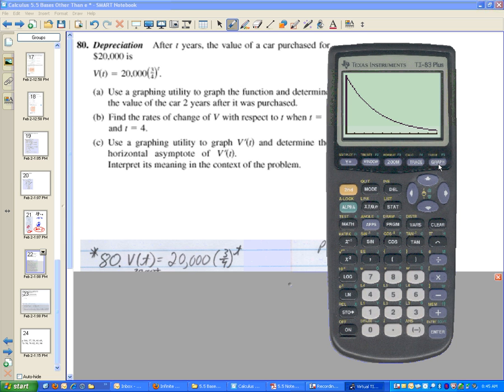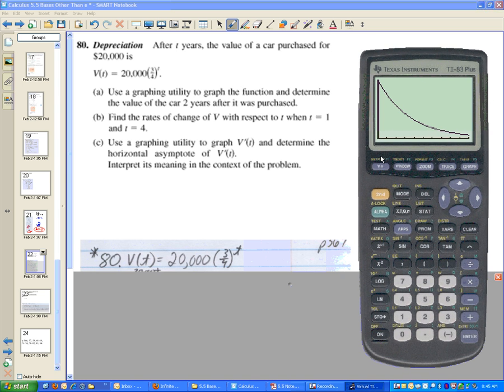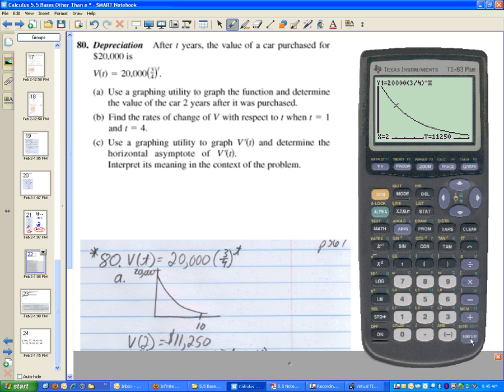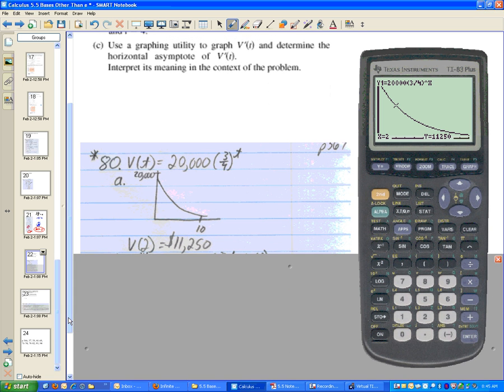Okay, so we've graphed that, and then we're supposed to see what the value is after 2 years. So let's see, second calc, value when X equals 2, so $11,250. So draw your graph, and V of 2 equals $11,250.